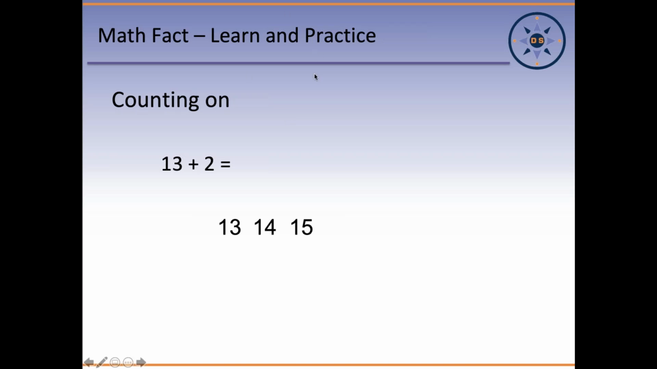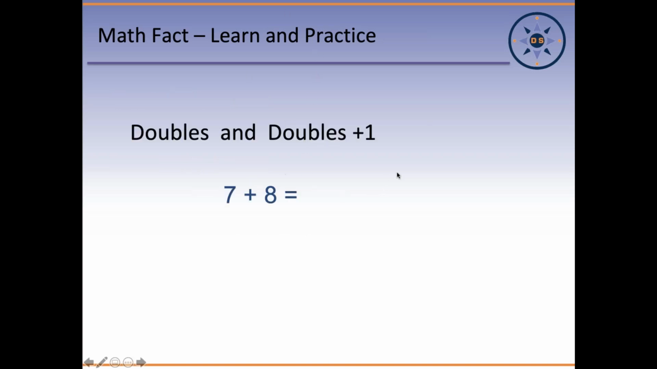So that's counting on. Now, doubles and doubles plus 1. Doubles, like I said, the kids know, but first they learn that. Then when they get to doubles plus 1, they can see that 7 plus 8, those numbers are right next door to each other. So I can take the lower number, 7 plus 7, and just add 1. So 7 plus 7 is 14. So 7 plus 8 must be 15.